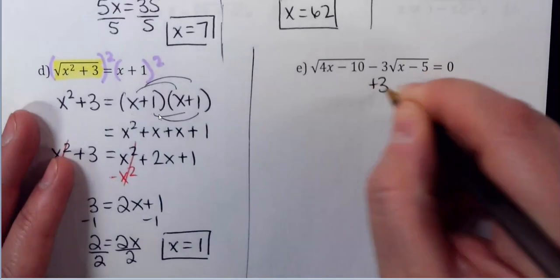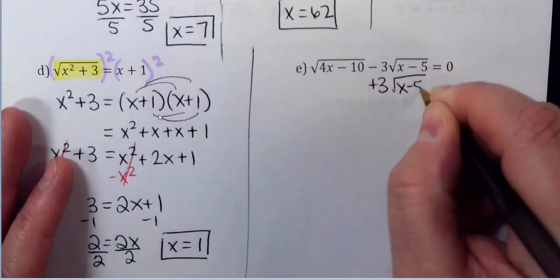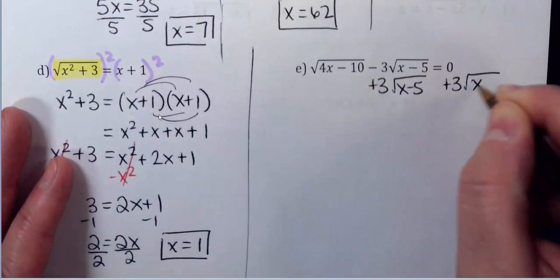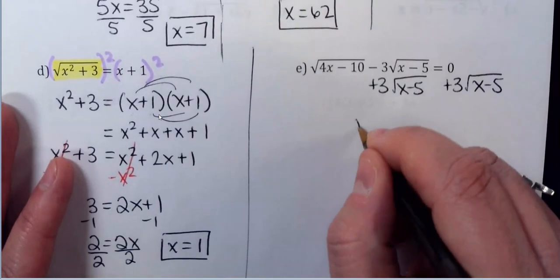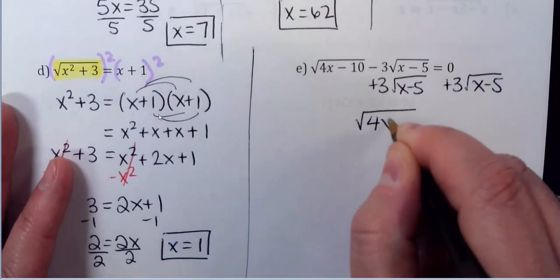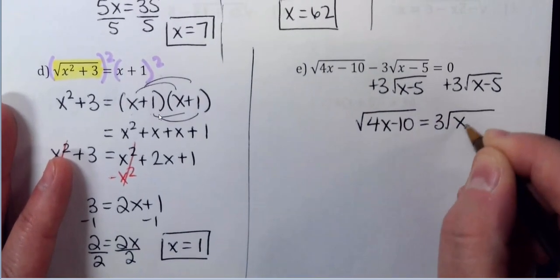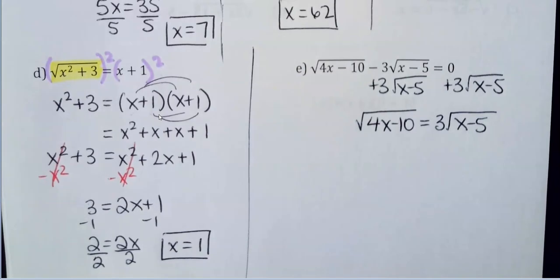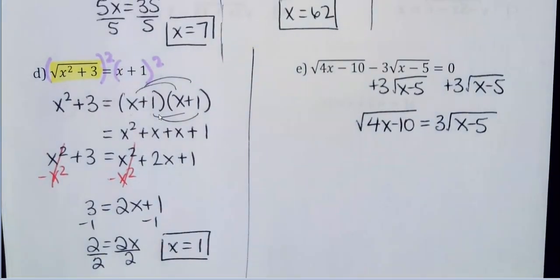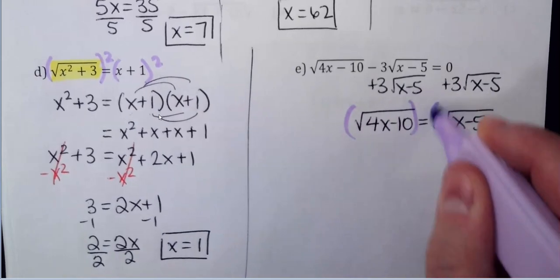So I'm going to add this 3 roots of x minus 5 to the other side. There is nothing we're going to do at this moment to get rid of that 3. You can't actually distribute anything as it's written there because it's outside of the square root. So I've isolated my radicals. I just happen to have one on either side. So I'm just going to do what we've been doing. We're going to square both sides to get rid of the square roots.